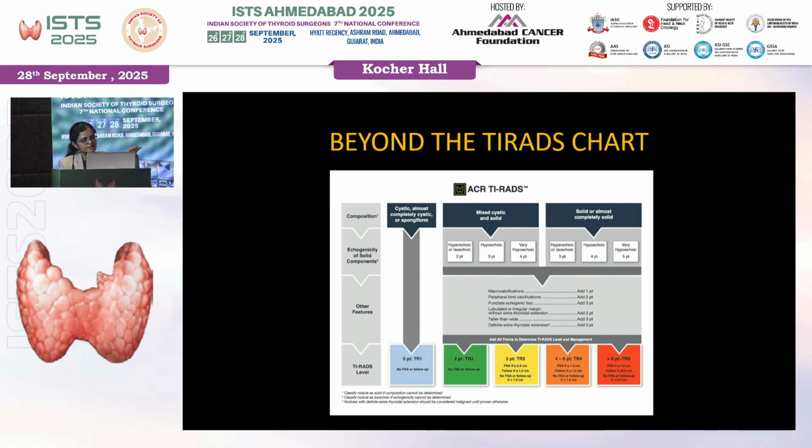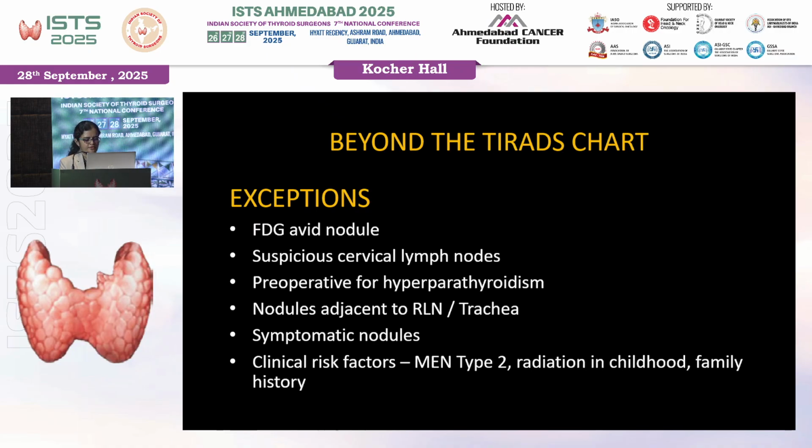This is another alternate chart available to approach it, where if you have cystic or spongiform, you assign 0 points. So there are 2 types of chart available. We can adapt depending upon how convenient it is to us. Beyond the TIRADS chart, there are certain questions which I would like to cover, where you cannot apply TIRADS: when it is an FDG avid nodule, when there are associated suspicious cervical nodes, when there is a parathyroid adenoma where the patient is already going to undergo surgery, so it's better that the thyroid nodule is also worked up and treated.